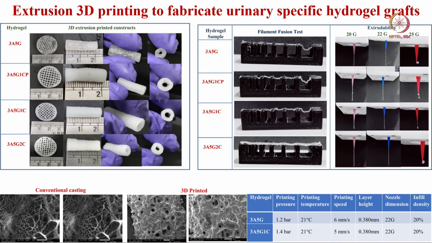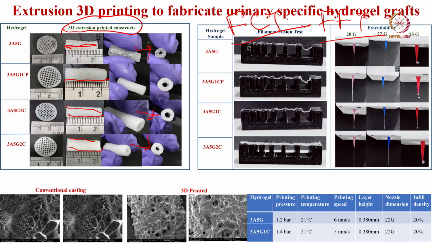The filament collapse test, that I have discussed in the last lecture as well, the filament fusion test or filament collapse test, FFT or FCT. So, you have a 3D extrusion printed structure, tubular constructs. These tubular constructs, you can see with 3A5G 1C and 3A5G 2C, you can stretch it and then squeeze it, there is absolutely no problem, I mean there is no fracture. So, it is very flexible.